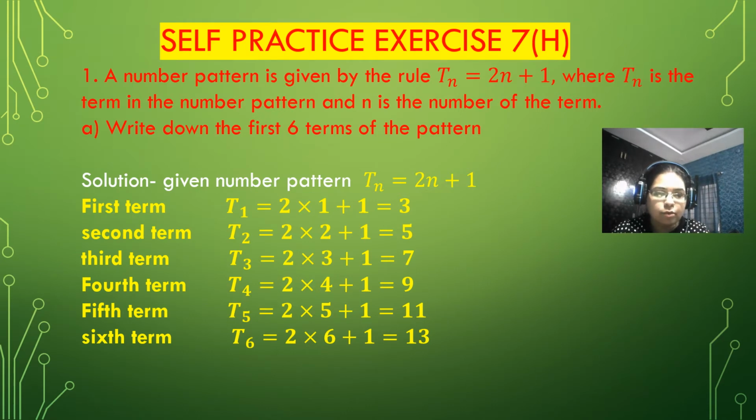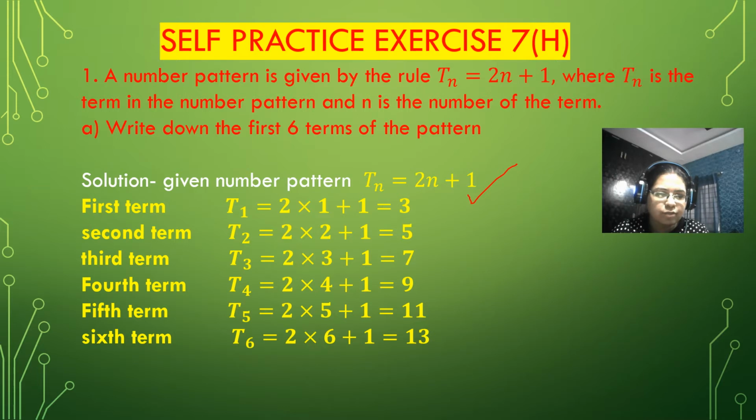Now we'll solve question number 1. Question number 1: a number pattern is given by the rule Tn equal to 2n plus 1, where Tn is the term in the number pattern and n is the number of the term. First bit is, write down the first 6 terms of the pattern. We have given the number pattern Tn equal to 2n plus 1 and we have to find the first 6 terms.